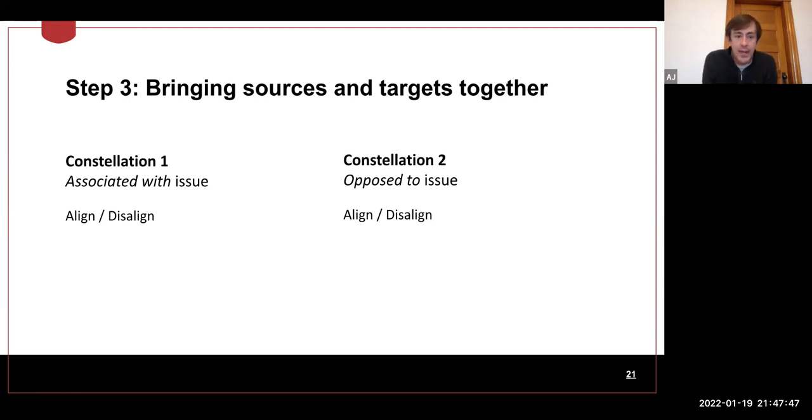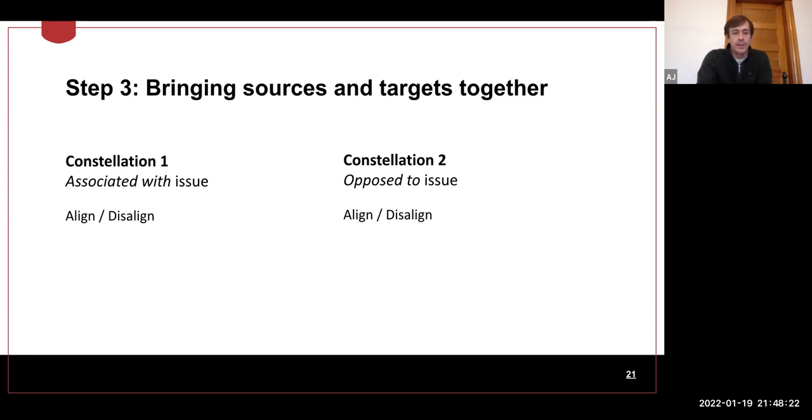All right, so once we bring the sources and targets together from the appraisal analysis and from the engagement analysis, we end up with multiple constellations. Again, this is more complicated than we see in chapter 8 of Knowledge and Knowers or in just oppositional constellations, because we have so many different ideas being attributed to different sources. In constellation 1, we will see ideas that are associated with the issue, and then things can either disalign or align with that position. And then we have another constellation that would be opposed to the issue, and entities and ideas will either align or disalign with that stance.